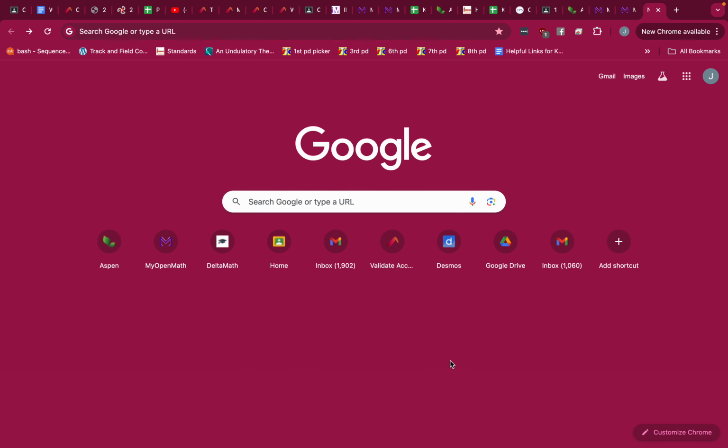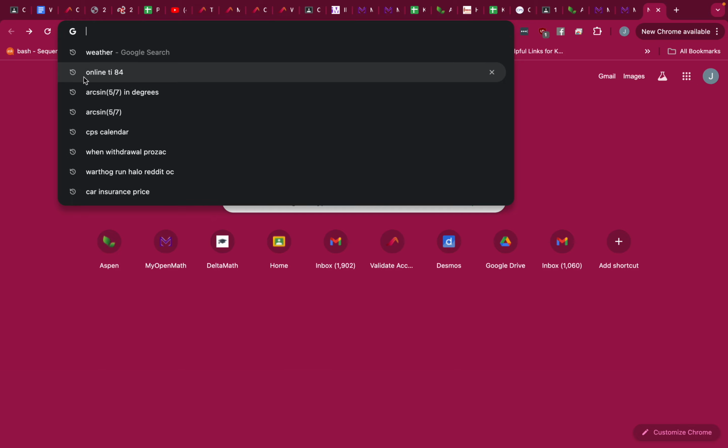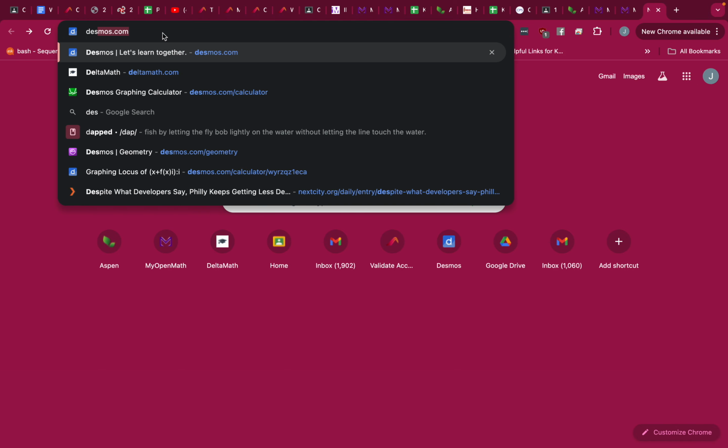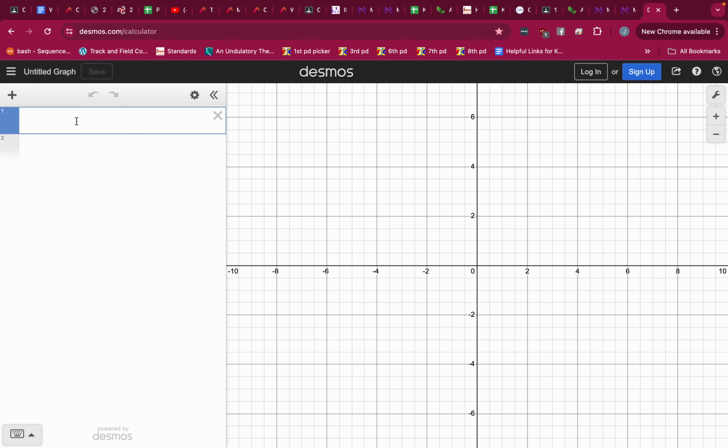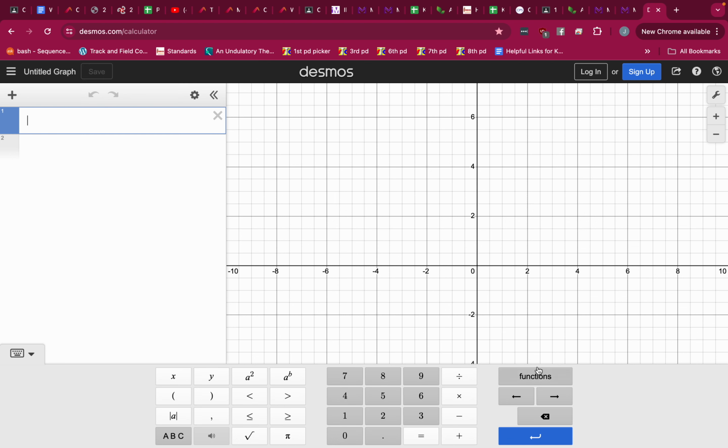Hello, this is a tutorial on how not to steal Mr. Praviti's calculators. All you gotta do is go to desmos.com and hit graphing calculator. When you are on there, there's this little thing in the corner that shows the keypad. You can also type things in using the keyboard. You can do this on your iPad as well.